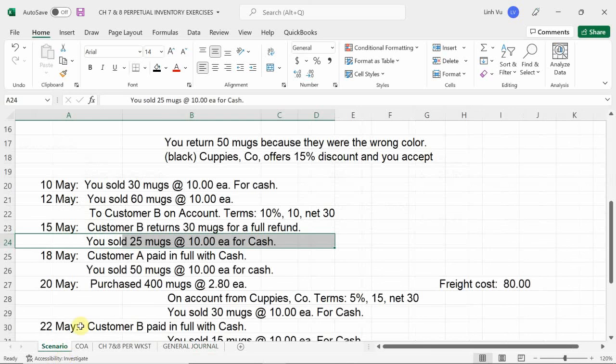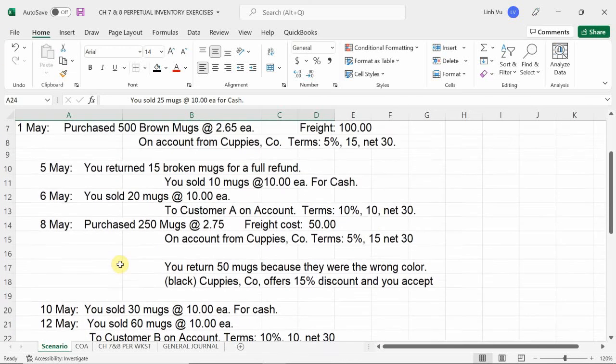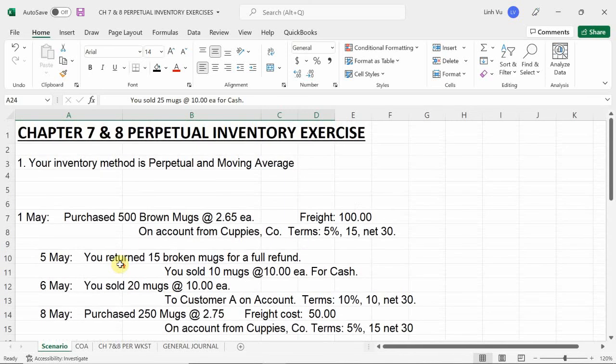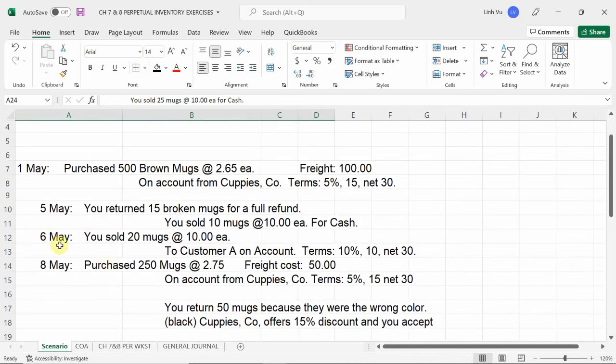All right. So then May 18 rolls around, and then customer A decides to pay in full with cash. So May 18, customer A decides to pay in full with cash. Right? So let's take a look. When did we sell to customer A? Let's see. We sold to customer A on May 6th. Okay, we sold to them 20 mugs for $10 each.